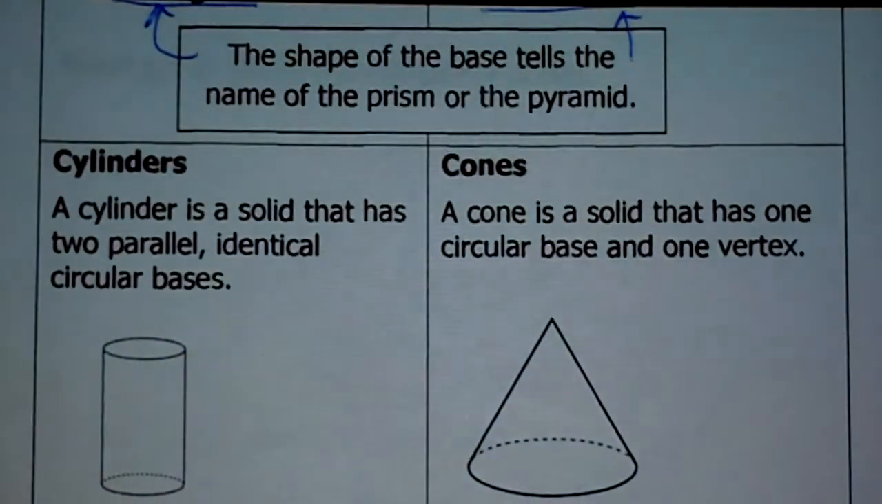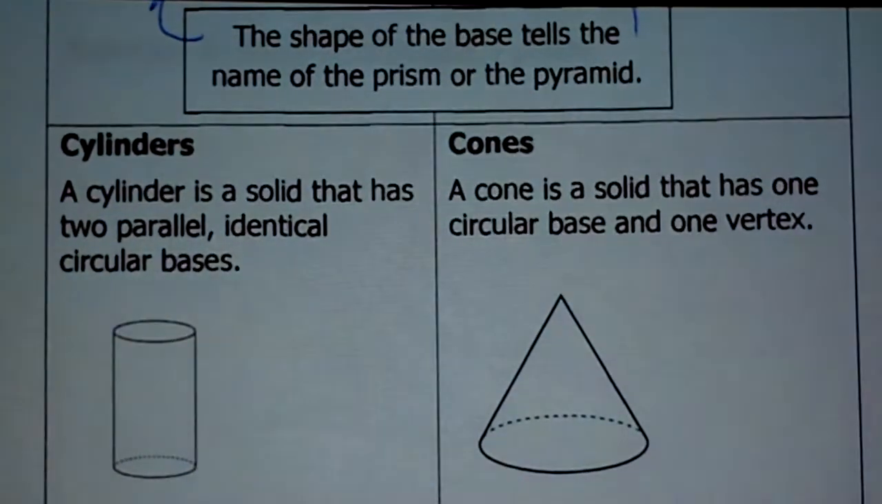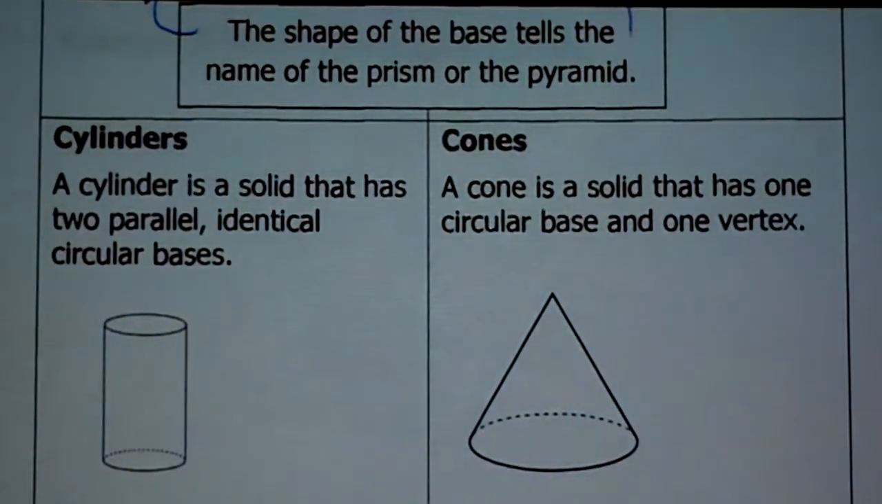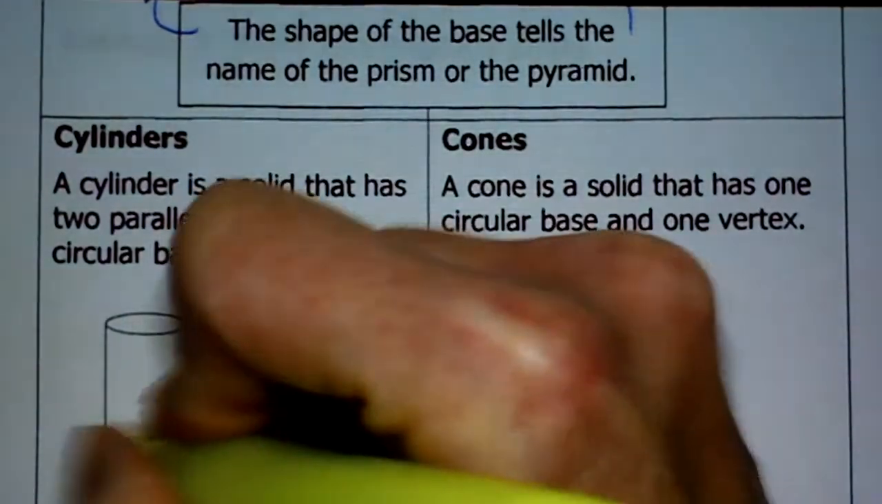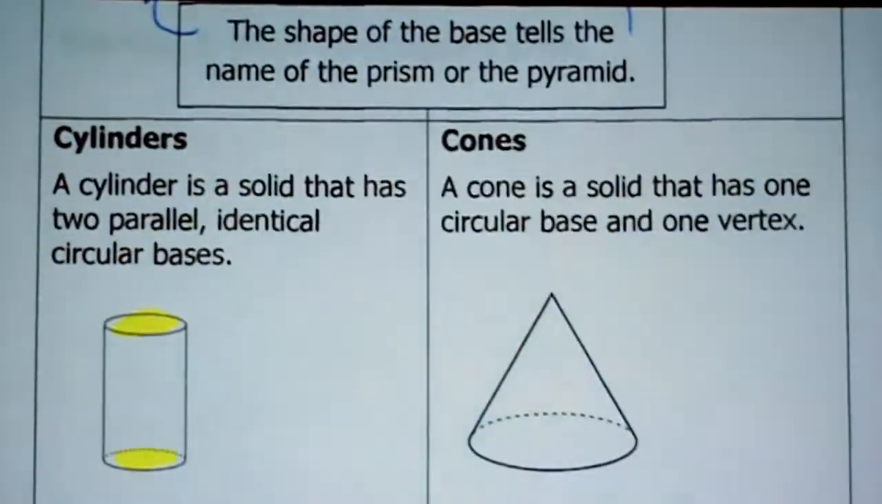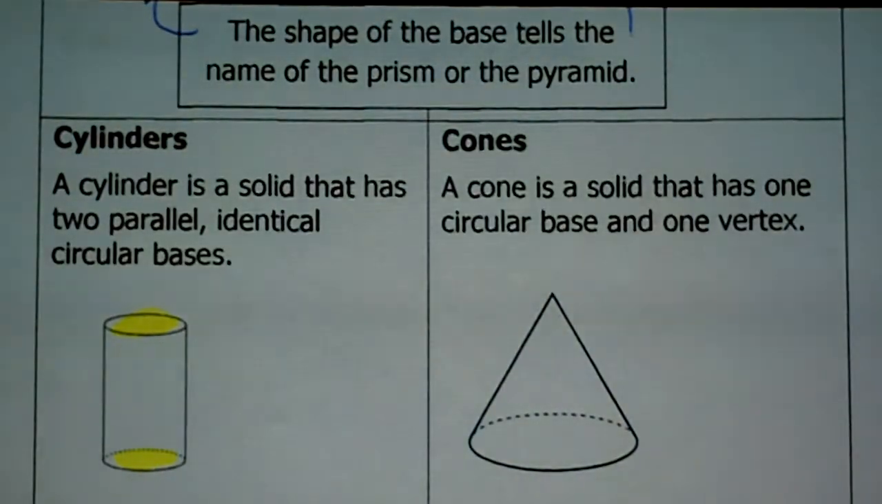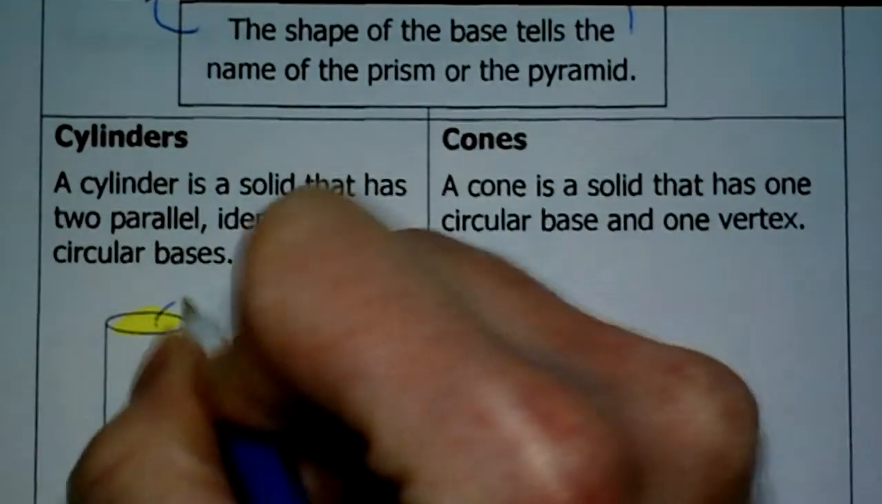A cylinder and a cone. And these have kind of similar properties of prisms and pyramids. A cylinder is a solid that has two parallel identical circular bases. Take a look. Here's the bottom, here's the top. Those would be considered the bases because I have two identical circular bases.